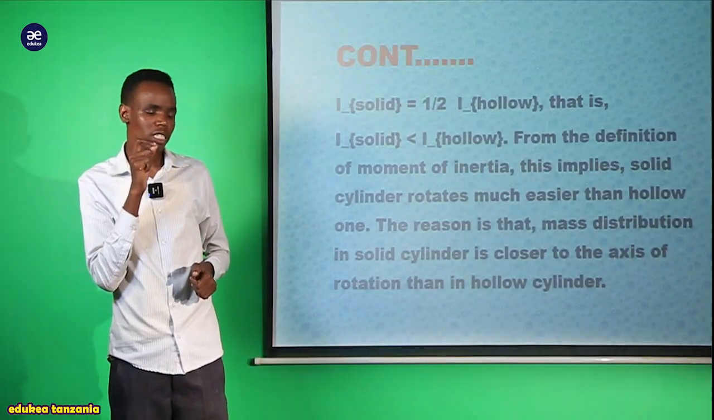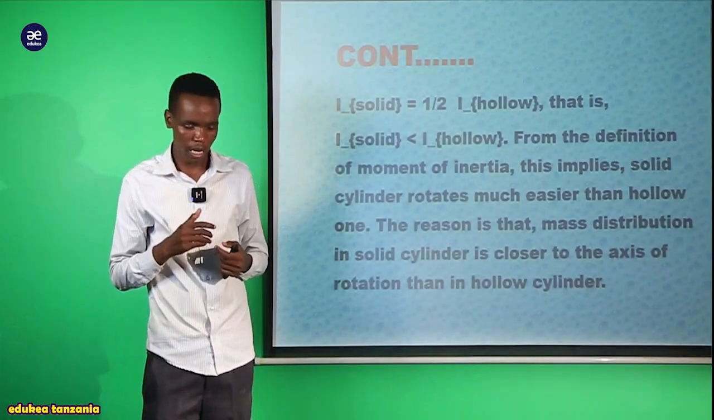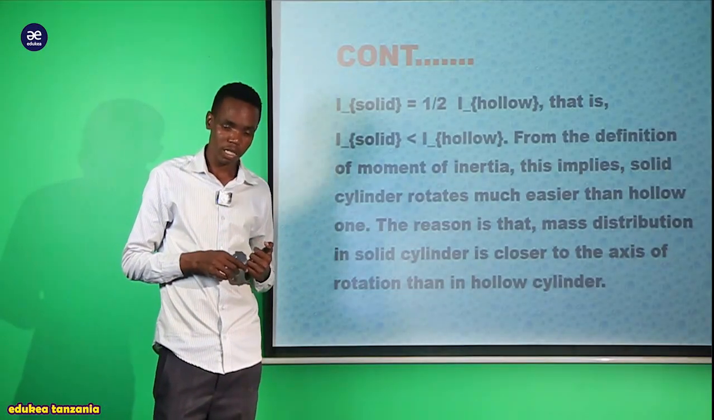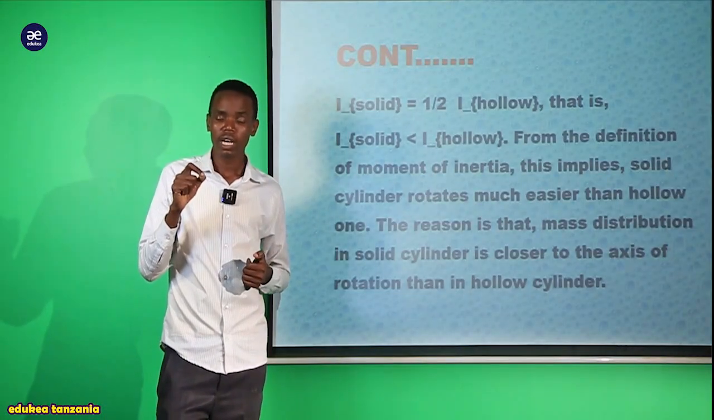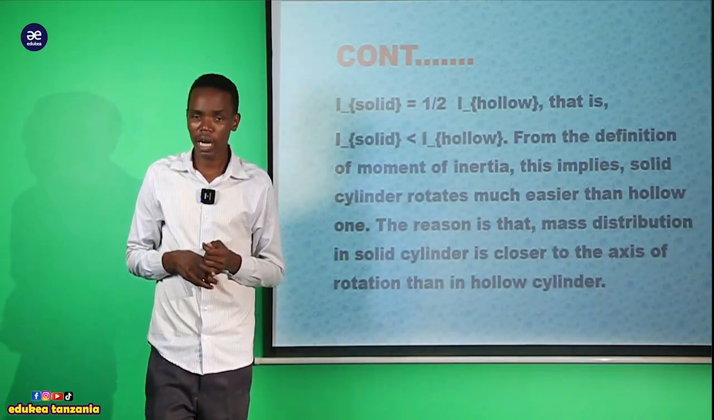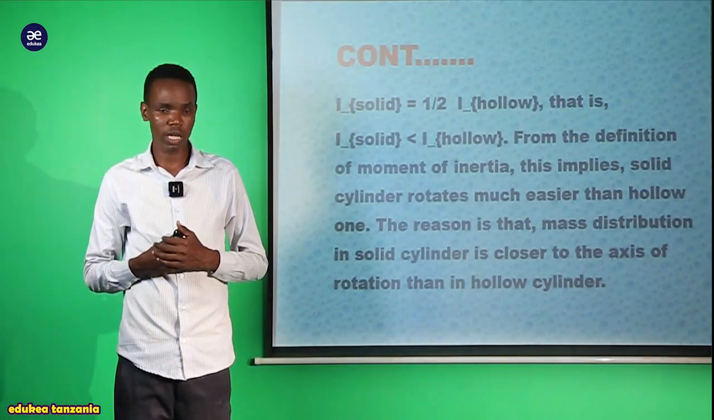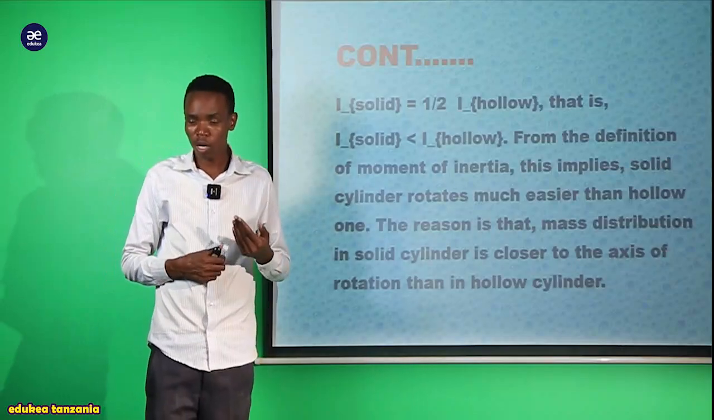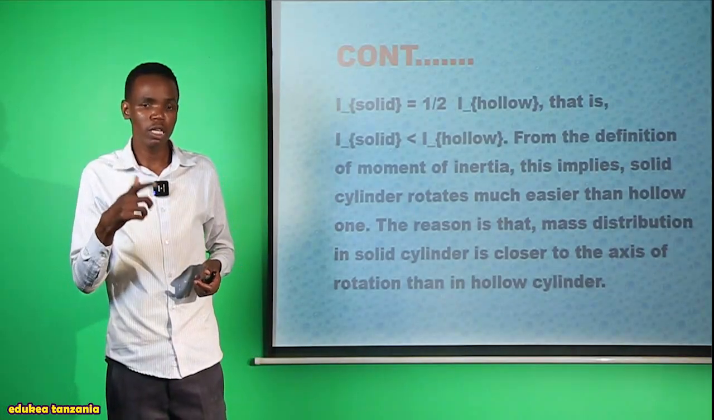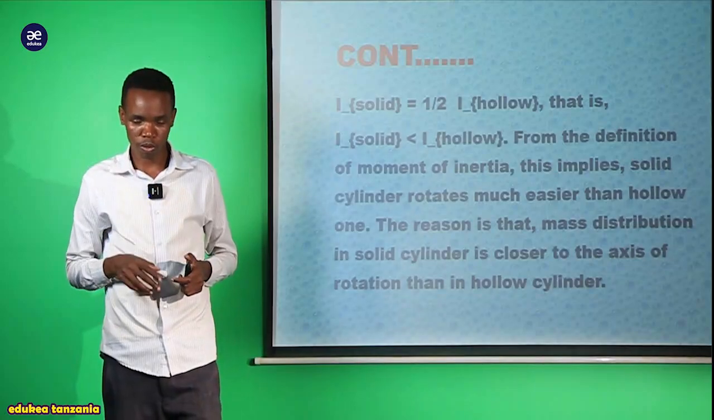So the mass distribution for the solid cylinder is closer to the axis of rotation compared with that of the hollow cylinder. Ndio maana inakuwa na uwezo wa kuzunguka kwa haraka zaidi kwa sababu yenyewe ipo karibu na ile axis of rotation.